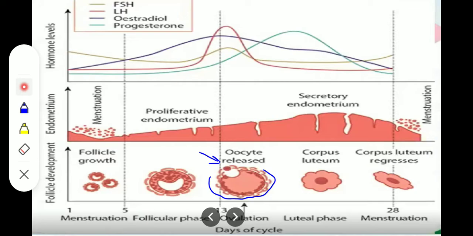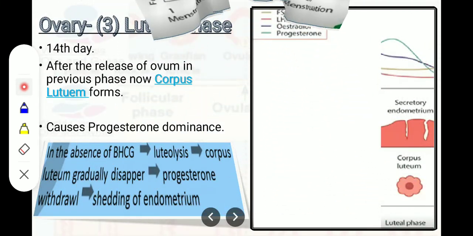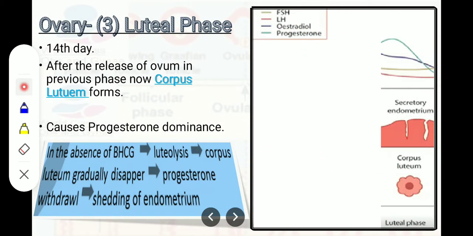Now coming to the last phase of the ovary, that is the luteal phase, which takes place at about 14 days. So what happens is that after the release of the ovum in the previous phase, now corpus luteum forms. Okay, because now you can see that the ovum has been released, so corpus luteum forms, and this corpus luteum causes progesterone dominance. It releases progesterone.